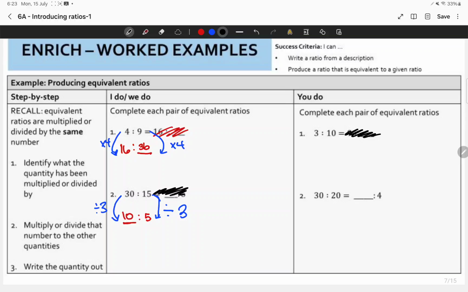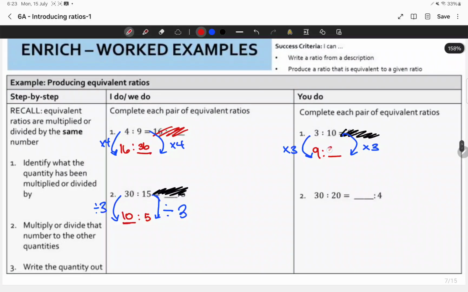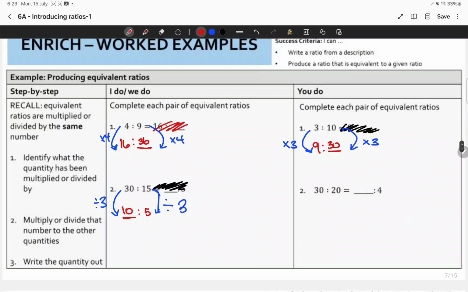So on here, I keep forgetting to write it down first. So it should be, so it was 9, and then we don't know what the 10 changed into just yet. Okay, so on this side, to go from 3 to 9, we're timesing by 3, which means we have to times the other side by 3 as well. Whatever you do one side, must do to the other. So it's going to be 10 times 3, that is 30. Great.